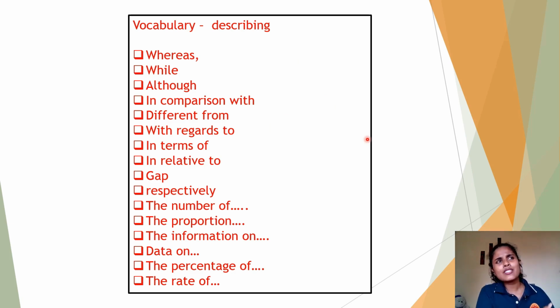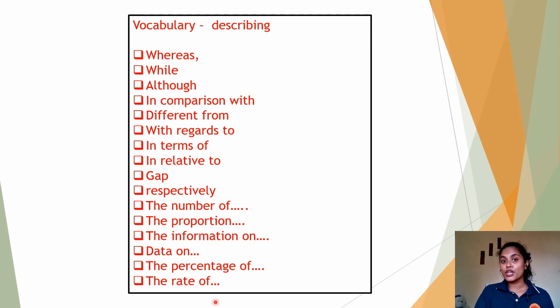The expenses spent this month are different from this month because the expenses for gasoline are higher. Likewise, you can use a few words like with regards to, in terms of, in relative to, gap, respectively, because these are just describing words. You can use them whenever you want correctly by positioning the words: the number of, the proportion.